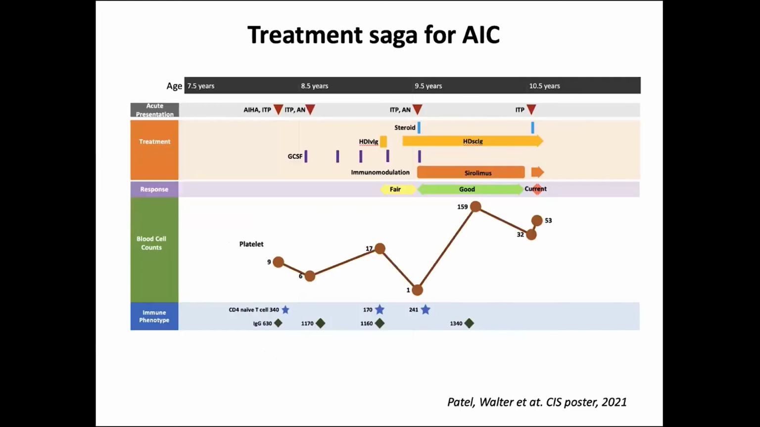So this is an actual poster that we presented at the CIS and shows you the saga of the treatment plan for this patient. As you can see, the patient had a variation of different combination of the cytopenias. In the abbreviation, you can see hemolytic anemia, ITP, and neutropenia. And these episodes were coming to the point that the patient had to come to the emergency room several times because the neutrophil count was just so low. And that initiated the use of GCSF injections that can increase neutrophil count.